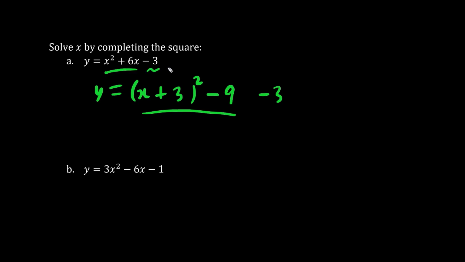We recopy this part here over here. Now what is minus 9 minus 3? We have minus 12. Thus, the vertex is the opposite of positive 3, which is minus 3, and the same as this y value, which is minus 12.